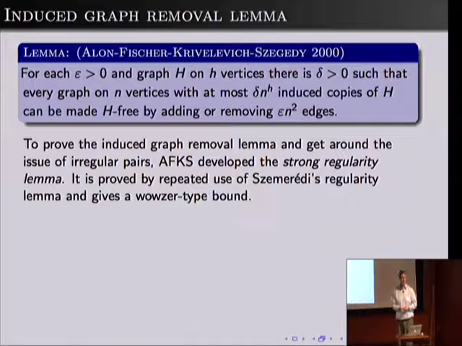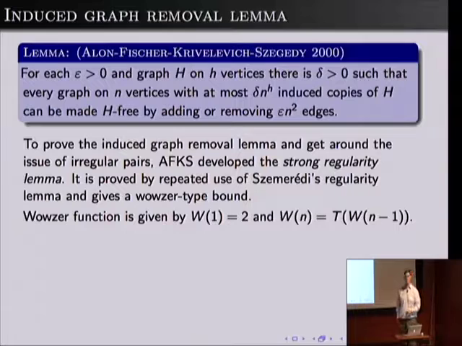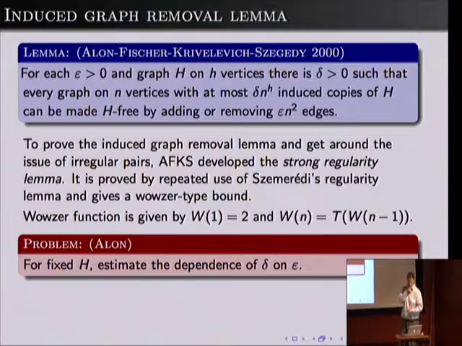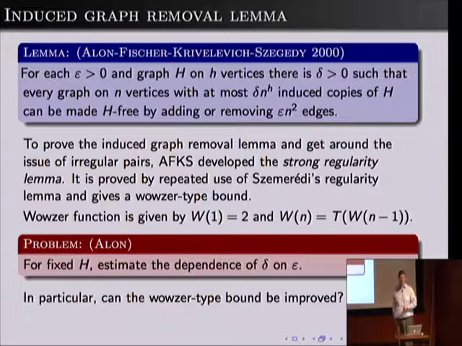And it gives a Wowzer type bound. So it's next up in the Ackermann hierarchy. So the Wowzer function is just you iterate the tower function. Okay. And Nagle asked to improve the bounds here, basically. Can you, in particular, improve the Wowzer type bounds? And one approach would be to give a new proof of the strong regularity lemma, which improved the bounds from Wowzer to something smaller. So let's look at that approach first.